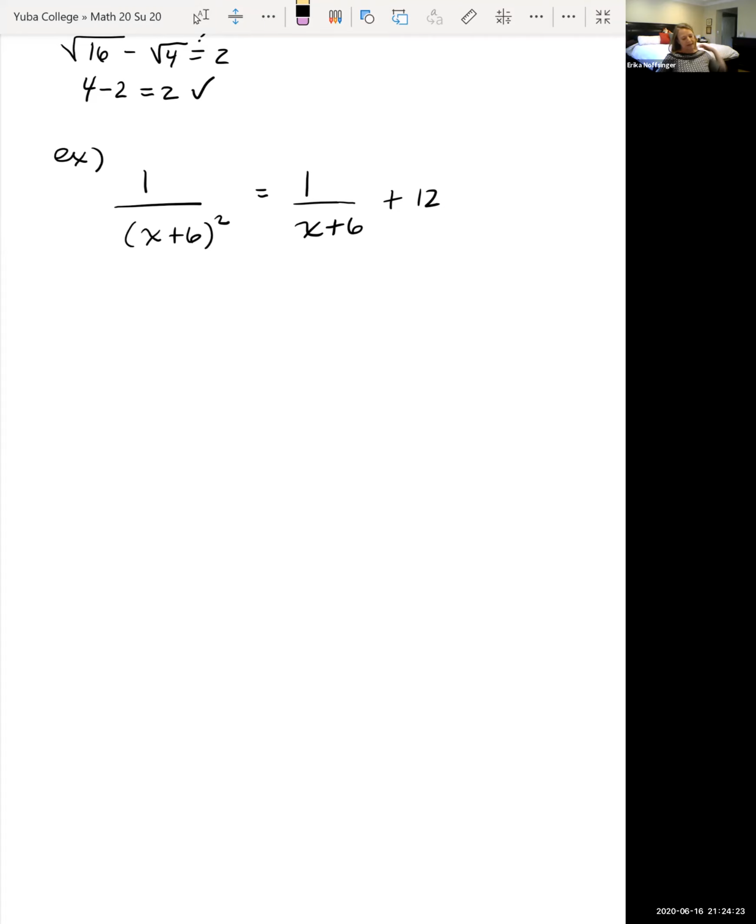Let's rewrite this by getting everything to one side of the equation and setting it equal to 0. And then let's kind of manipulate it. And so let's subtract the 1 over x plus 6 from both sides of the equation. Let's subtract the 12 on both sides of the equation. And so if we do that, we have 1 all over x plus 6 quantity squared minus 1 over the fraction x plus 6, because we were getting it to the other side, and minus 12 is equal to 0.